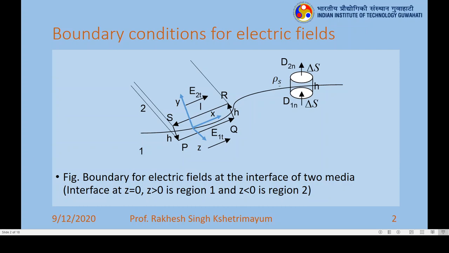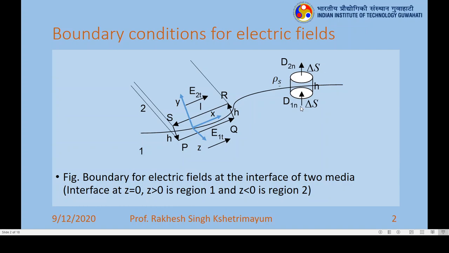So now we'll have contribution only from this portion, the top surface and bottom surface. Look at the normal to this surface: it will be perpendicular to the surface, along the z-axis. Here, the normal to this surface will be perpendicular to this surface, coming out from the surface, so that will be in the opposite direction. The normal will be in the opposite direction with respect to D1n, but D2n and the normal are in the same direction.